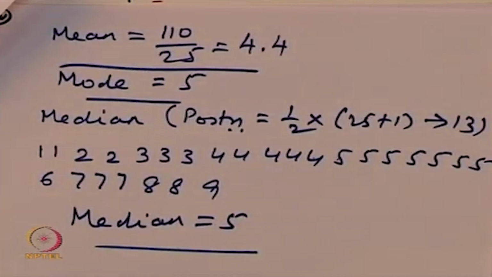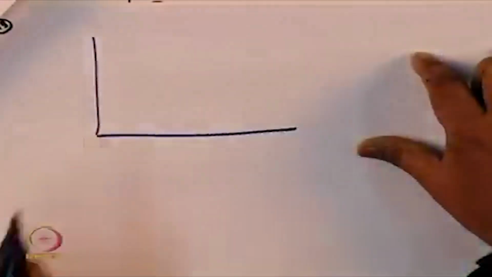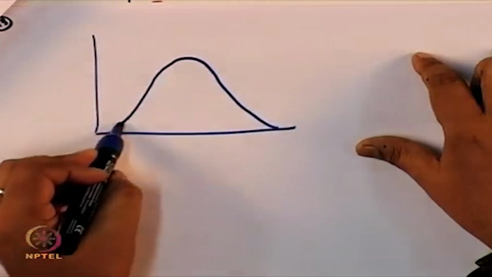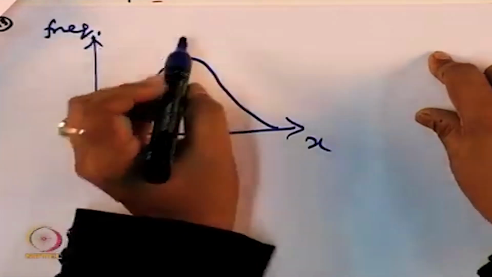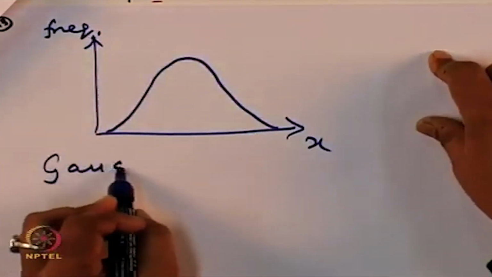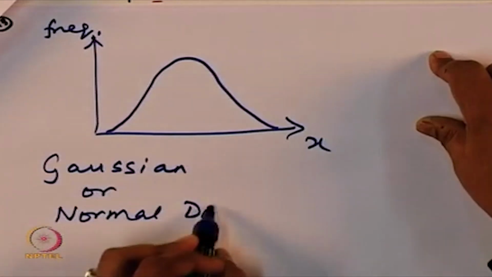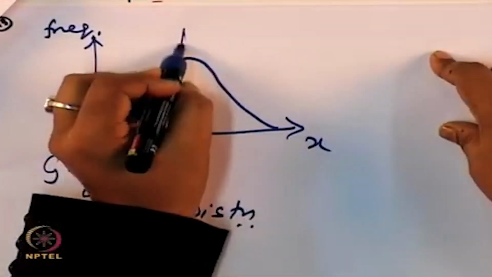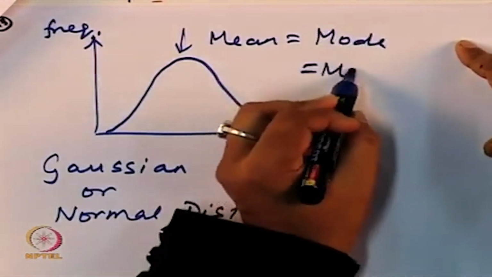You see in this particular case, mean, mode, and median are all very close to each other, but still there is a difference. Okay. So, in the general context, if I were to draw the curves, in the best case situation we will discuss this particular curve, which is a Gaussian or a normal distribution. For this particular case, mean equals mode equals median.